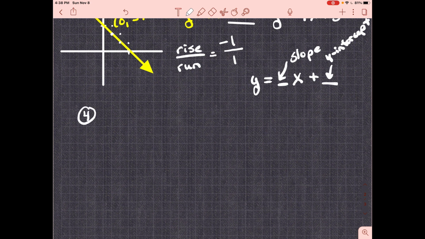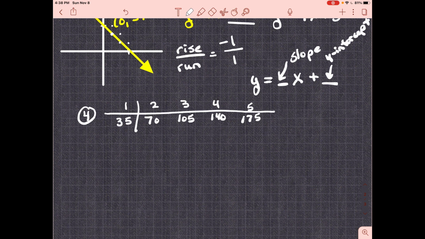We have a little table of values here. We have 1 and 35, 2 and 70, 3 and 105, 4 and 140, 5 and 175, and we don't know what it would be if it was 0, so let's think about that. We're going up by plus 1, plus 1, plus 1 here. So that's fine. And here we're going up by plus 35.